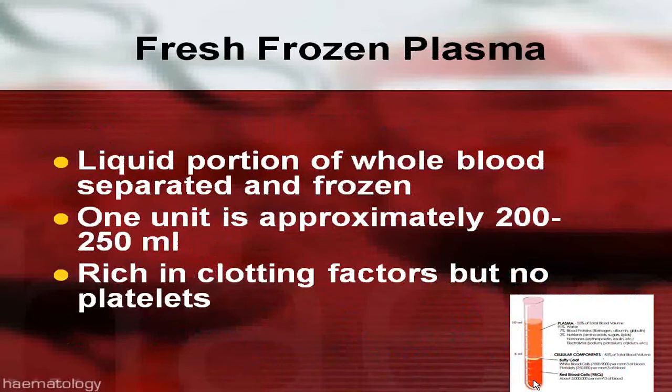Fresh frozen plasma is that liquid portion that's separated out. It's separated, it's frozen, and one unit is usually 200 to 250 mL. And we use this because it has clotting factors. If you have someone who is devoid or low on clotting factor, you might need to give them this, the physician could order this instead.